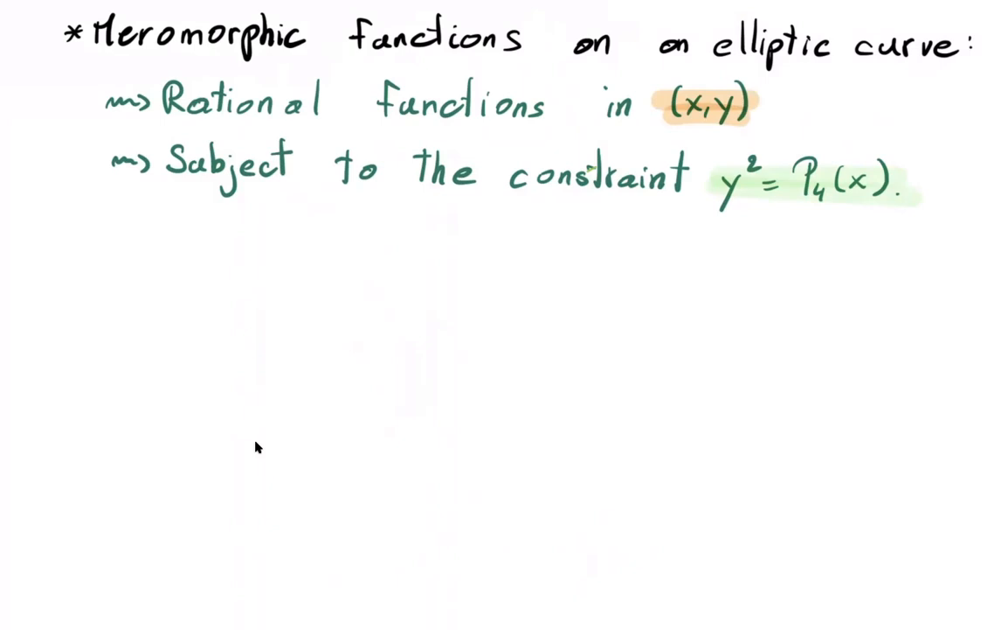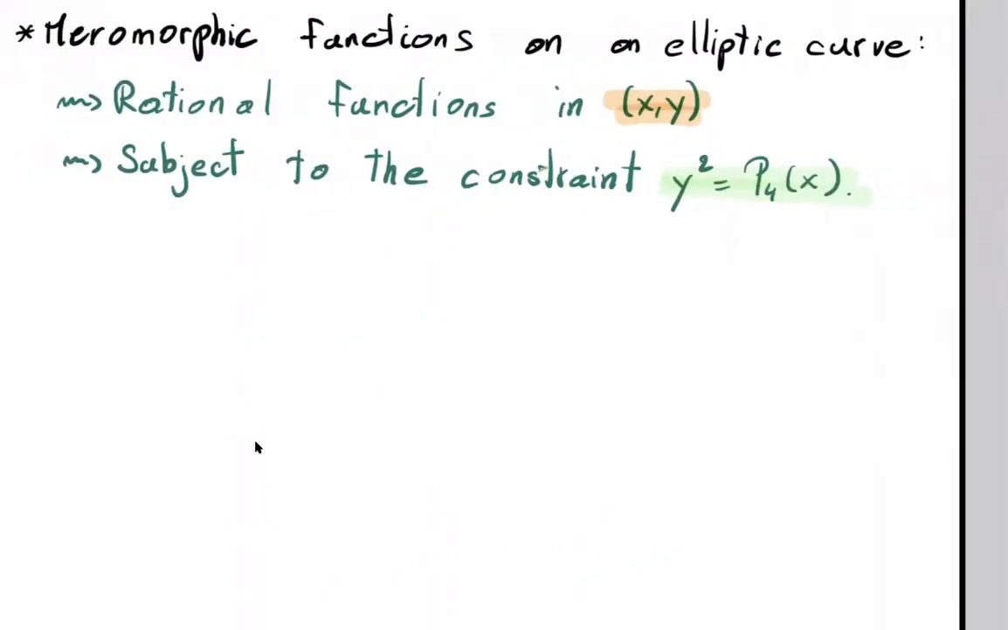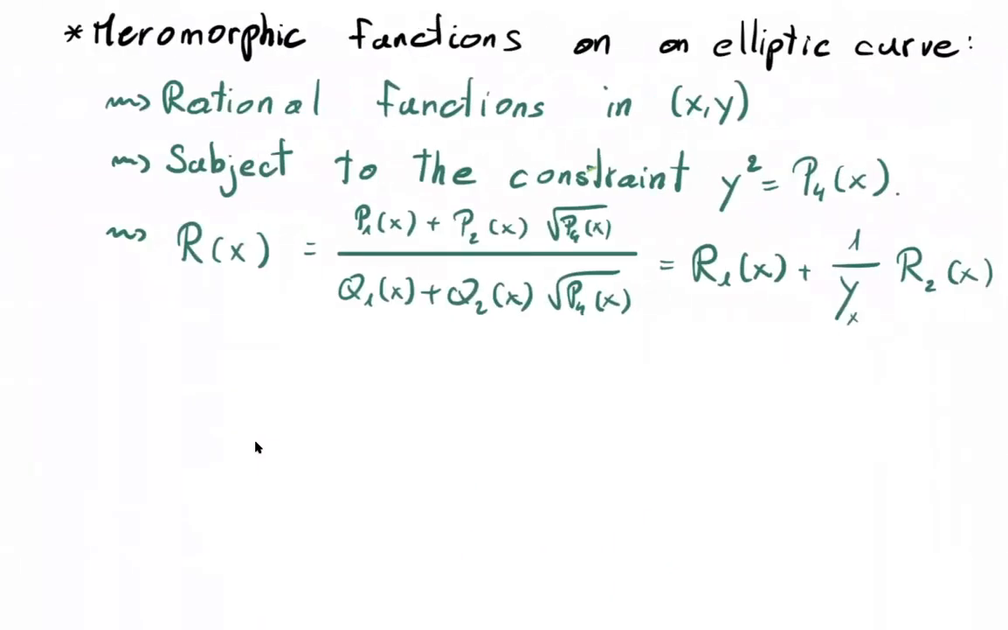I guess you can easily see, and if you can't see it, I leave it to you as an exercise, that if you take a rational function in two variables subject to this constraint, then the most general thing you can write down is a function of this type, or equivalently a function of this type, where R1 and R2 are just rational functions in one variable. Leave it to you as an exercise to show that that is the most general thing I can write down. So I now have the equivalent of a rational function, but for my elliptic curve.